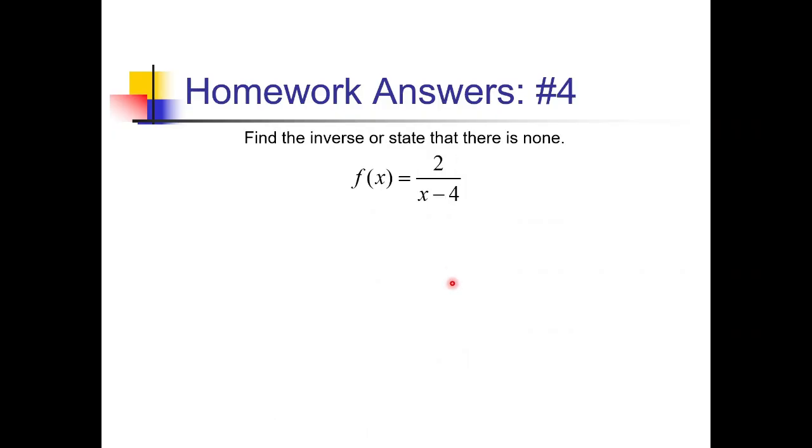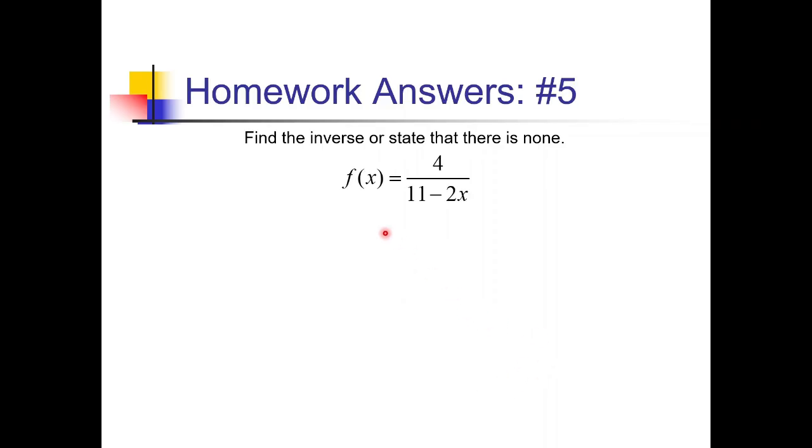For this problem, we're trying to figure out the inverse if there is one. So I don't see any even exponents, so we're good to go on this one. Let's just switch x and y. So I'm going to write x equals 2 over y minus 4. And then I'm going to switch the x with the y minus 4, so we have y minus 4 equals 2 over x. And then we're just going to add 4 to get f inverse equals 2 over x plus 4.